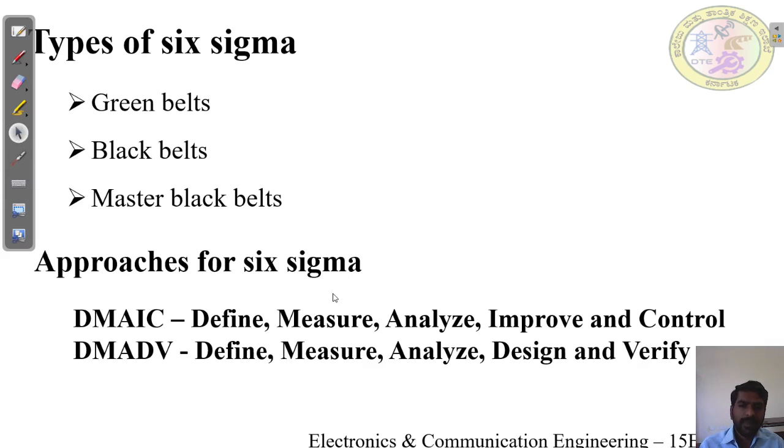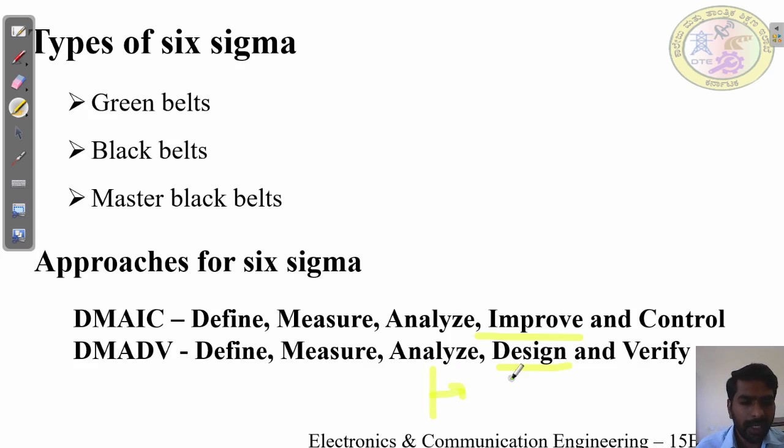See, this is DMAIC and DMADV, that is define, measure, analyze, and design and verification. Define, measure, and analyze are the same in both. You need to define all the products or processes used in your industry, measure the actual performance of this product or process, and analyze the data, and design. Design in the sense that you are going to redesign. In the first case you are improving, but here you will redesign the process after analysis.